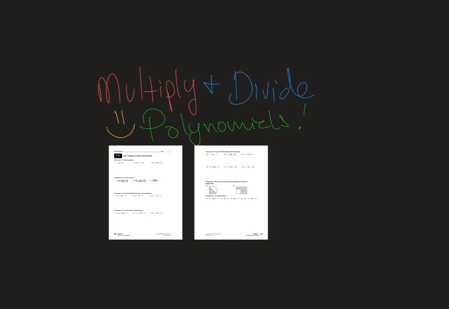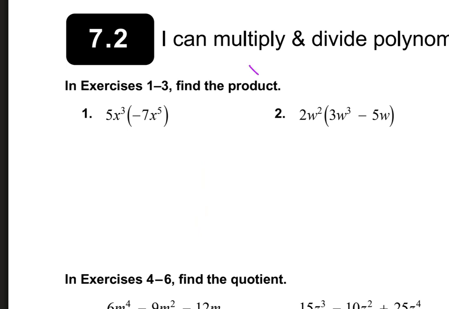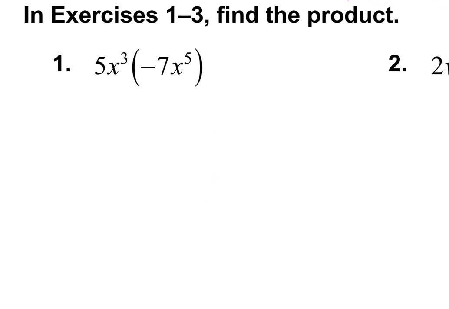Multiplying and dividing polynomials. Let's go. Number one, find the product. That is, by the way, multiplying. So, really, this is a term. This is a term. Multiply the things that correspond.